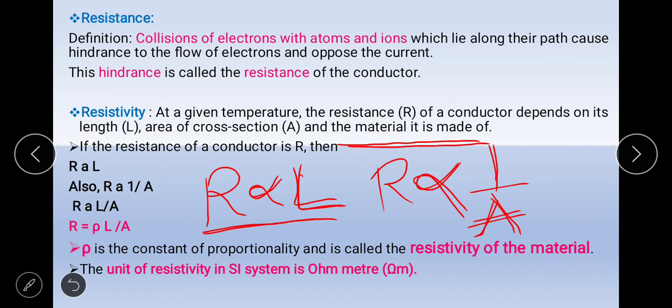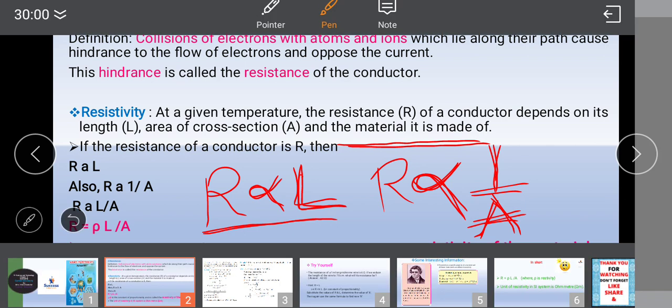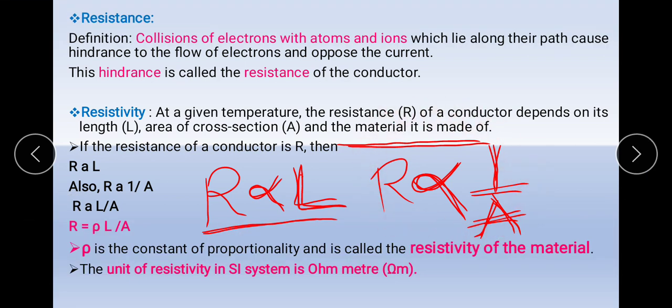When you write like this, we call it directly proportional, and when you write 1 upon A, you should not say R is directly proportional to 1 upon A. You should say R is inversely proportional to A. So R, resistance, is directly proportional to the length, and inversely proportional to the area of cross section. That means the thicker and bigger the area of cross section of a conductor is, the less the resistance will be.